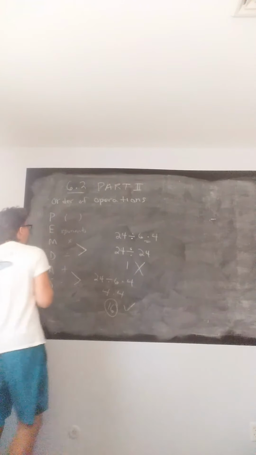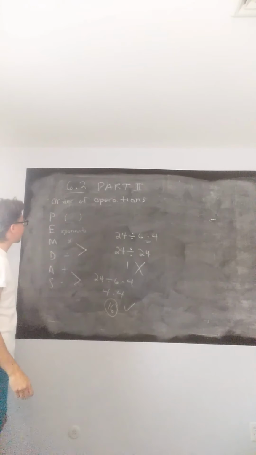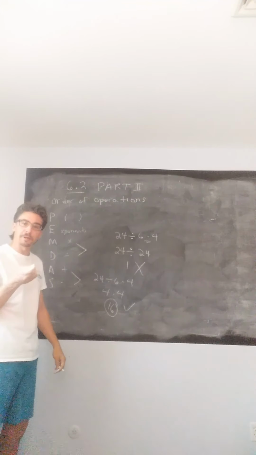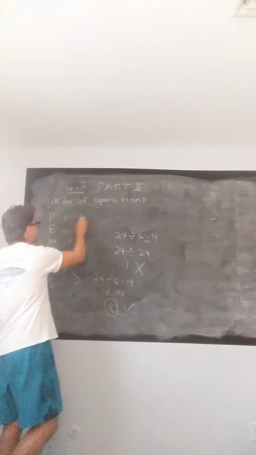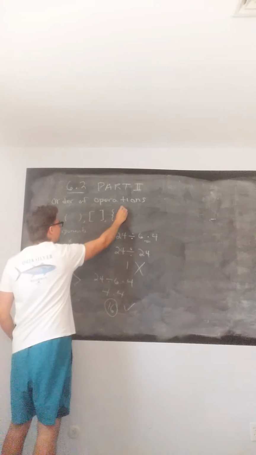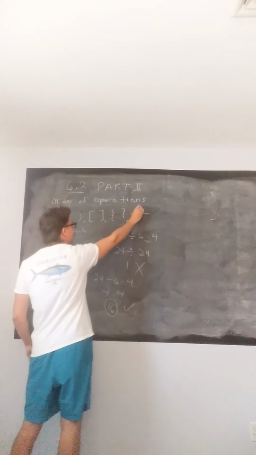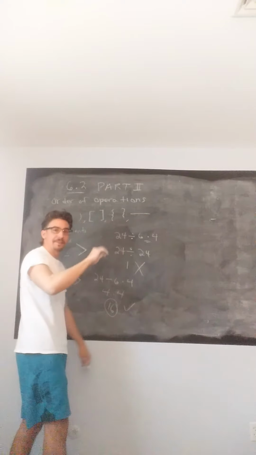My other gripe with this is the P. P stands for parentheses, but there's more than just parentheses. We have what we call grouping symbols. So not only do we have parentheses, we have brackets, we have braces, we have fraction bars, which means you do the stuff on top, the stuff on bottom, then divide lastly.